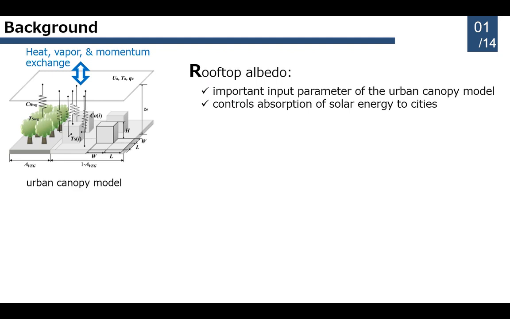Urban canopy model is one category of land surface model which parameterizes heat, vapor, and momentum exchange between the land surface and its above atmosphere. And rooftop albedo is one important parameter in urban canopy models because it controls the absorption of solar energy in cities.